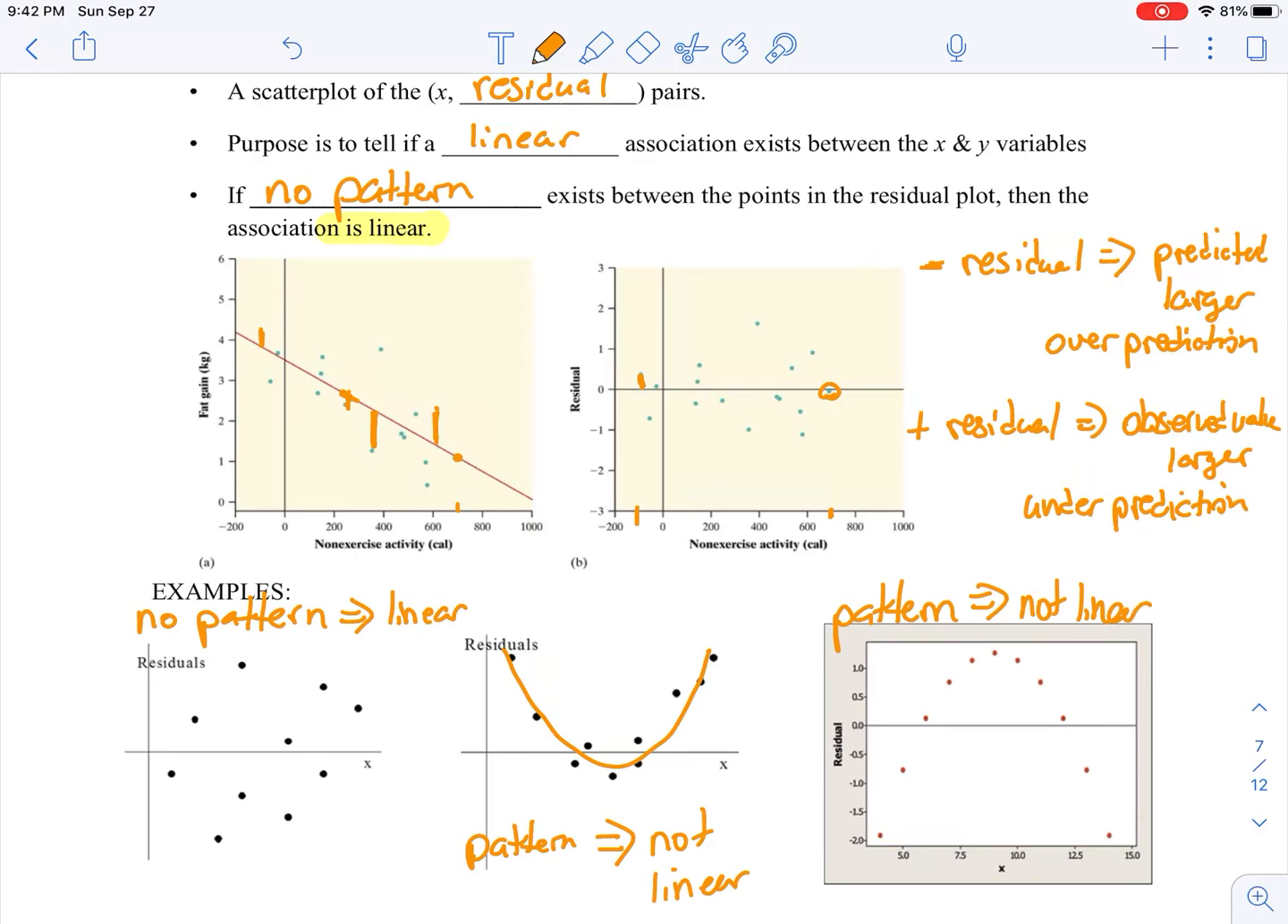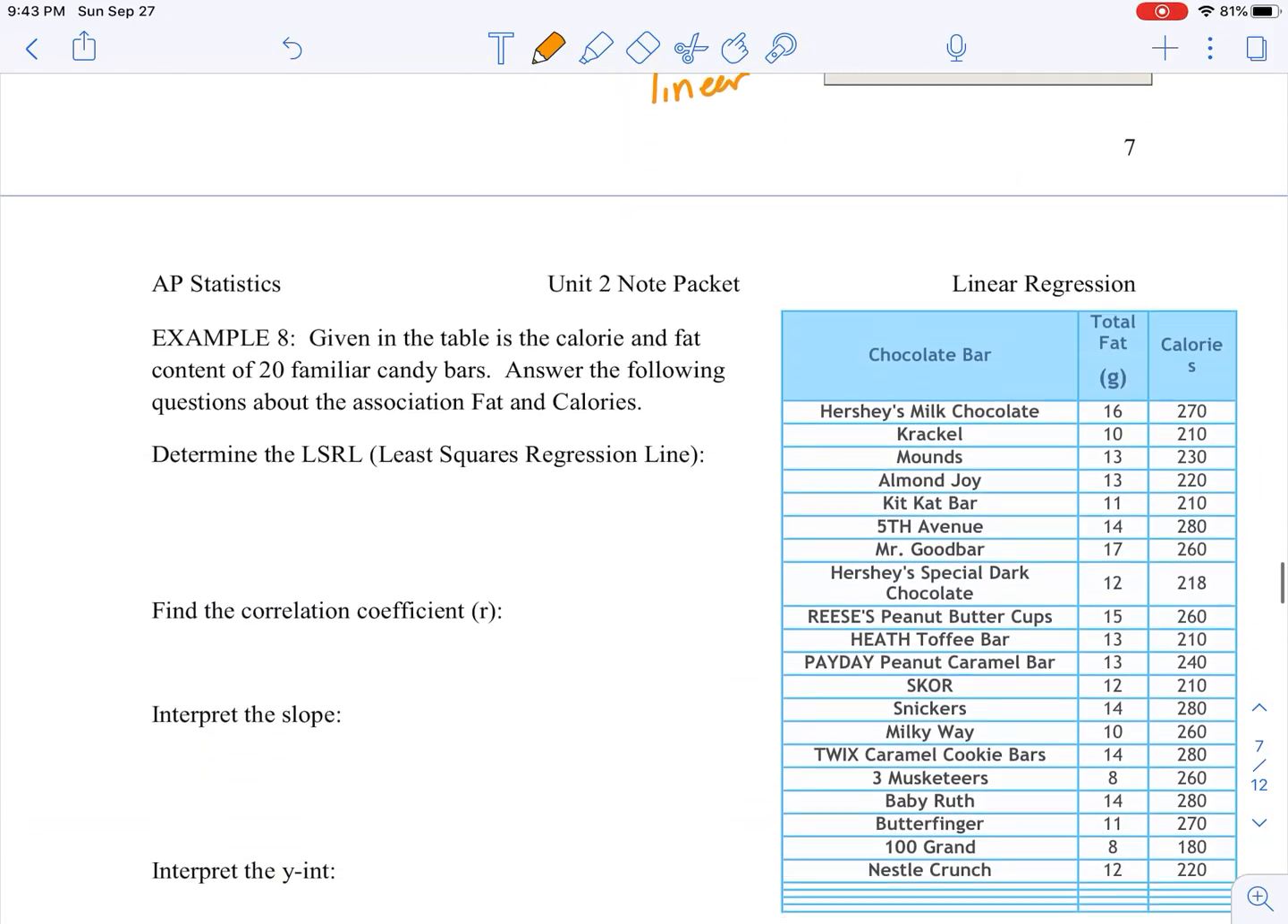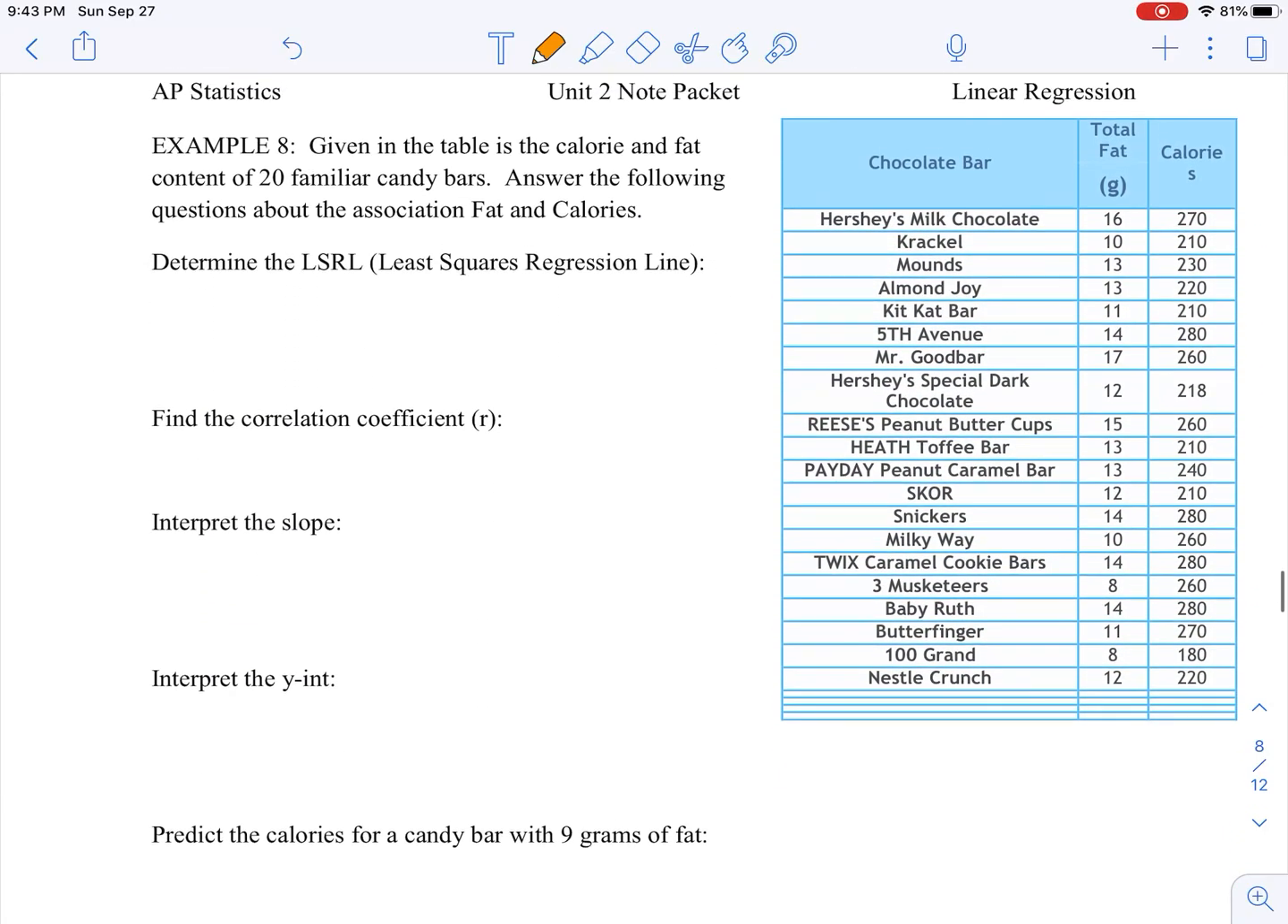All right, so we got one big old long hairy problem to roll ourselves through here. I don't know, this may take quite a while, but we'll get through it. Okay, given in the table is the calories versus fat content of 20 familiar candy bars. We're going to answer the following questions about the association between fat and calories. So once we determine a least squares regression line, again, the AP exam is not about data entry. It's not likely to do this. It is likely to give you a computer output or the summary statistics.